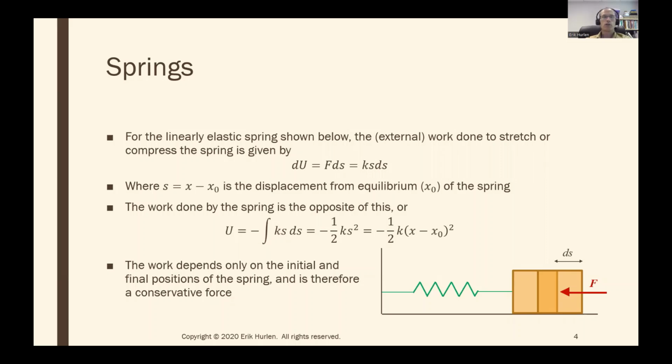If this work is being done by this external force F to compress the spring, then the work done on the spring is positive. The spring gains energy. But if this is the work done by the spring, then the spring loses energy, and so the work would be negative. This equation, with the minus sign, assumes that the spring was our system.